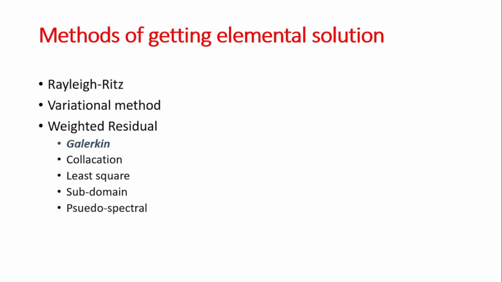Then the variational method. The variational method has some limitations, and the primary limitation is that for the variational method you need to get what you call a variational formulation, and a variational formulation does not exist for different problems. Then after that, there's the weighted residual method, and there are many of its kind. We have the Galerkin that is very popular. We have the collocation method, the least squares method, the subdomain method, and pseudo-spectral.